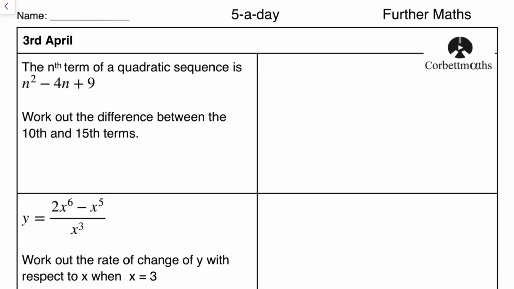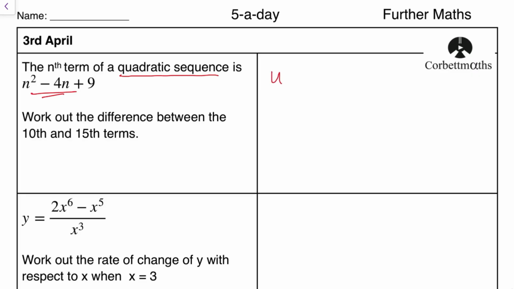First question, the nth term of a quadratic sequence. Now, it's important because it actually tells you it's quadratic and it also tells you the nth term, but sometimes the fact it tells you that means it's telling you something about the first and second differences, but in this case, not much information. And then it says, work out the difference between the 10th term and the 15th term.